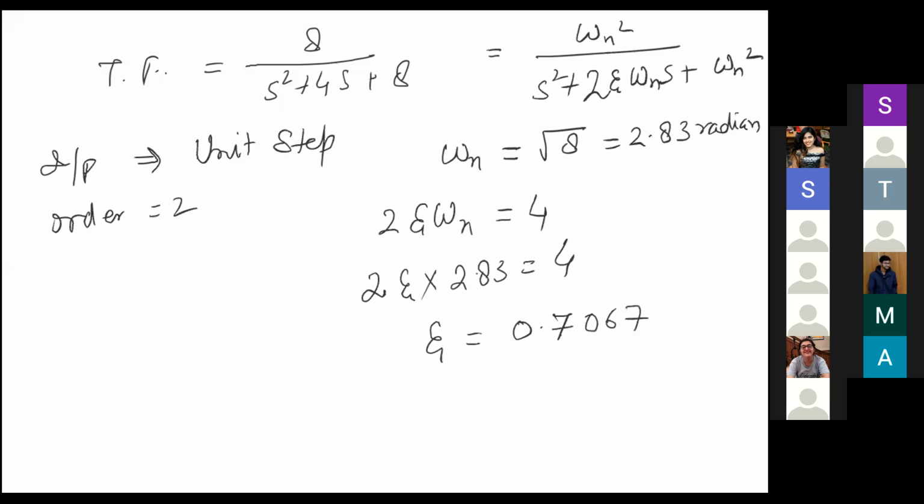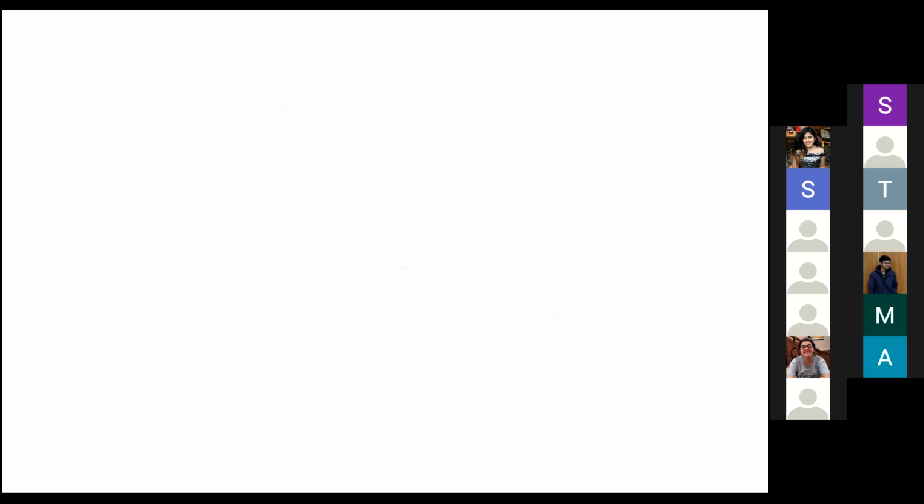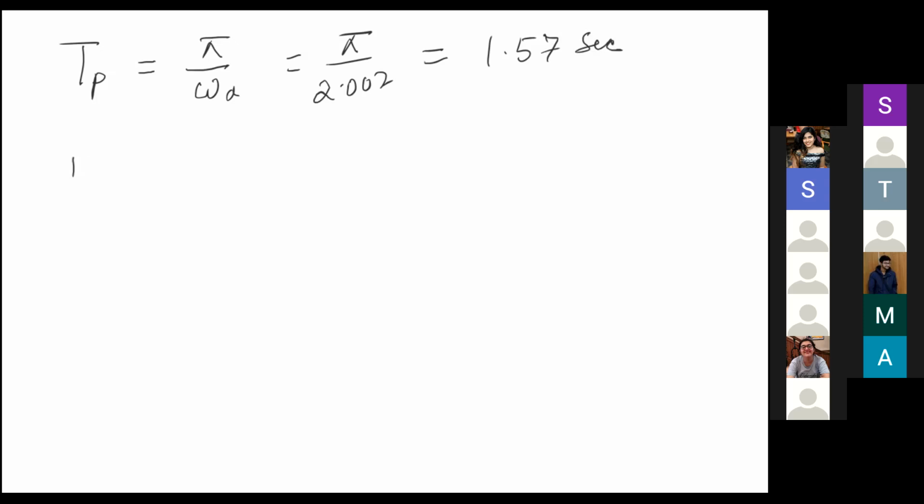And what about omega d? It's omega n under root of 1 minus zeta square. If we are going to calculate it, it comes out to be 2.002 radian. Now, for example, I mentioned you that you have to calculate the transient response. So now you have to calculate each parameter. First one is Tp. Tp is nothing but pi by omega d, and omega d is 2.002. So it comes out to be 1.57 seconds.